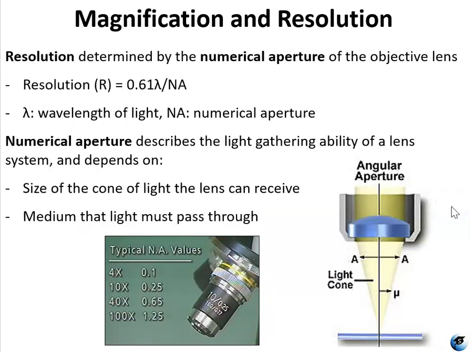Resolution is determined by the numerical aperture of the objective lens that you're viewing your specimen through. The numerical aperture is a measure of the cone of light that can be gathered by the objective, and by using immersion oil, you can change the numerical aperture, so we'll talk some more about that in just a bit. But essentially, you don't need to understand the physics of this, but you do need to know that the different objective lenses have different numerical apertures, and that is what determines the resolution power of those lenses.